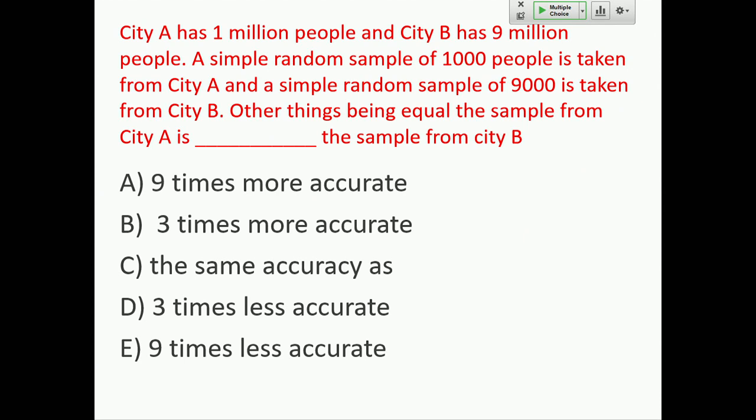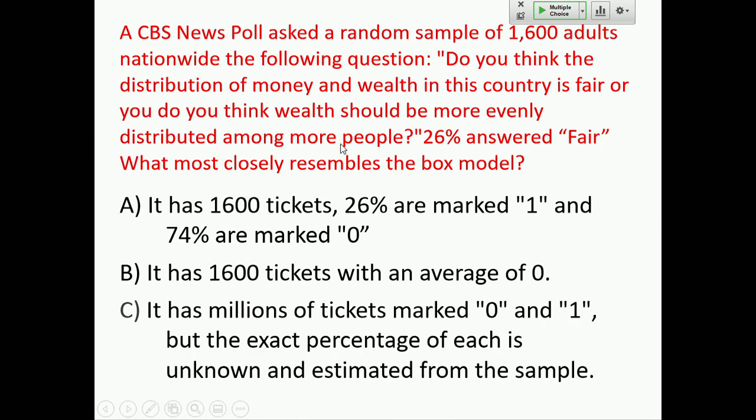Okay, so let's do the next one. All right, so this is just translating into a box model. So let's say CBS asked a random sample of 1,600 adults the following question. Do you think the distribution of money and wealth in this country is fair? Or do you think it should be more evenly distributed? 26% answered fair. So what closely resembles the box model?